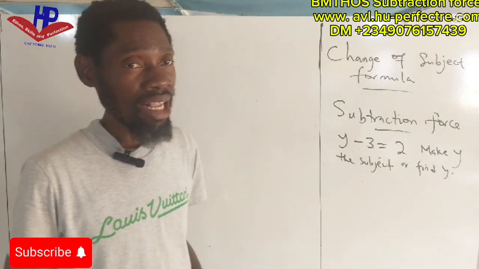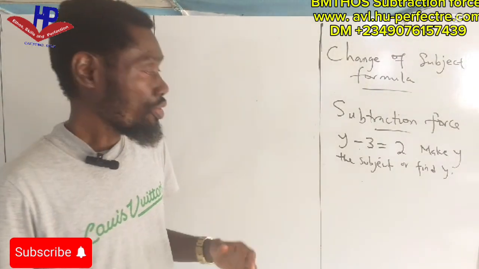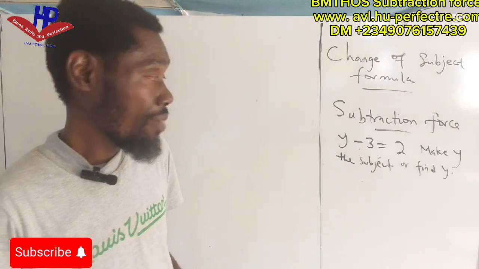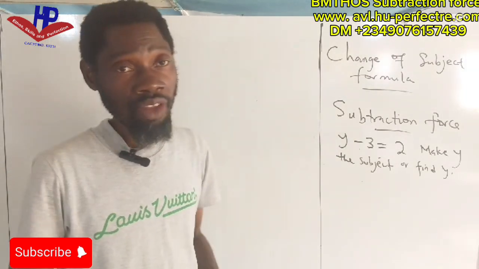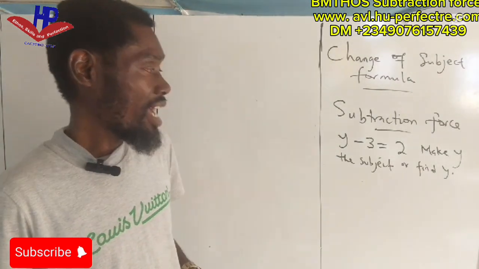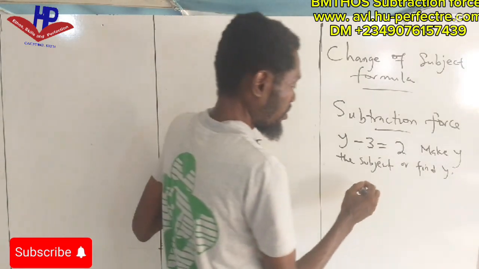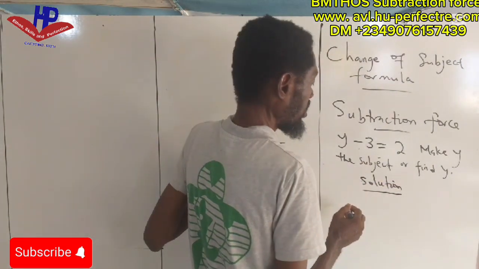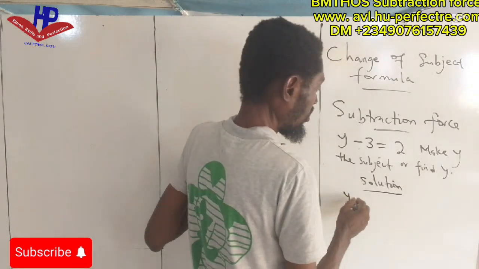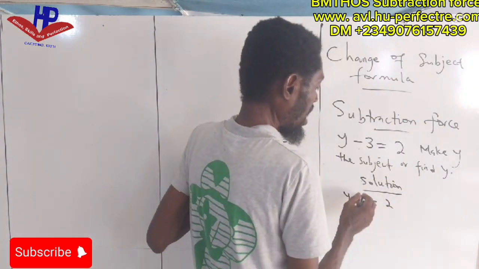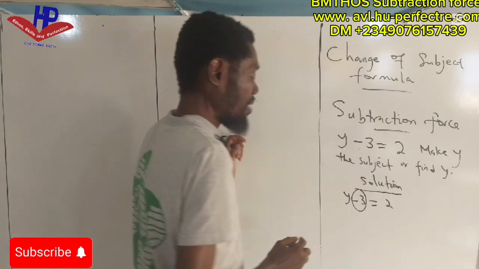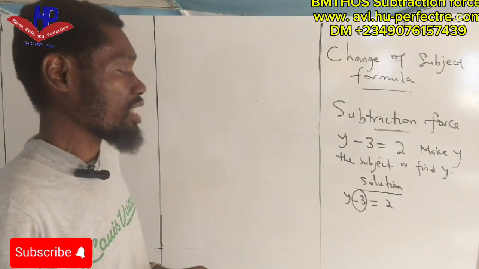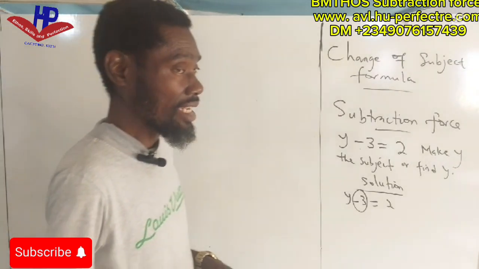All the basic mathematical concepts you've been taught, you need to apply them to help you make y or that particular specified variable become the subject of the formula. Here on the board we have y minus 3 is equal to 2. So we want to solve to see that y becomes alone on one part of the equation. But y has a pain or a barrier or a stumbling block that will make it not stand alone at the left hand side.